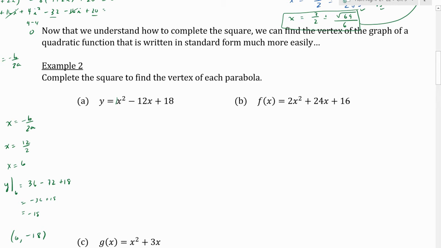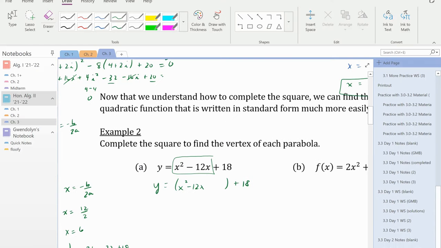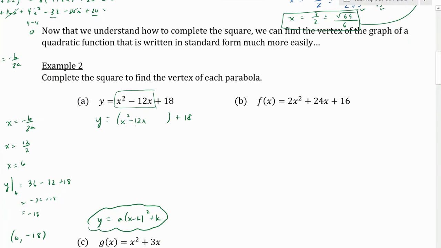Okay. When people know how to complete a square, you just don't do that. What they do is they try to get it into this form right here, because I think everybody agrees vertex form is the easiest form. Well, to get it into that form, you need to complete a square. So what I'm going to do is take the part with the x's on it, group it together and just shove that plus 18 out on the end. Okay. All right. So half of negative 12 is negative 6. If I square that, I get 36.